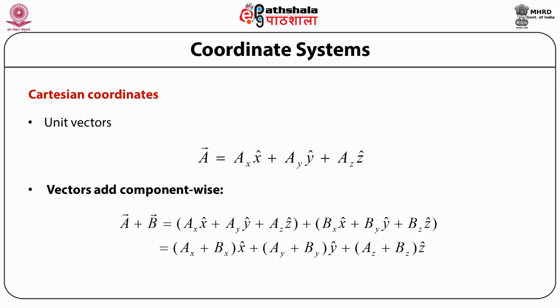And when these are added together, then we add the individual components along a particular direction. So the x component of the A vector is added to the x component of the B vector. And we can write these as bracket open, A subscript x plus B subscript x bracket close unit vector x plus bracket open A subscript y plus B subscript y bracket close times unit vector y plus bracket open A subscript z plus B subscript z bracket close whole times unit vector z.